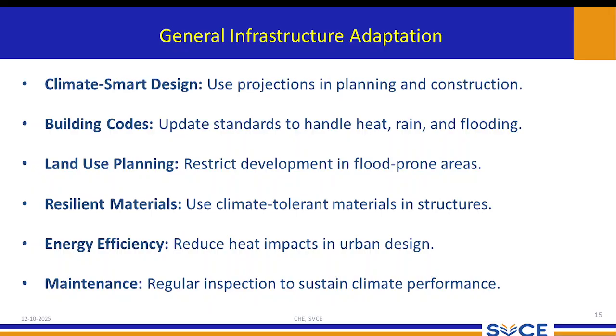When people construct high-rise buildings, smart designs and smart cities, this needs to be included. It's already included in smart cities: 30% is supposed to be greenery. That will obviously reduce the carbon footprint. So: climate-smart cities, building codes, land use planning, resilient materials, energy efficiency and maintenance.